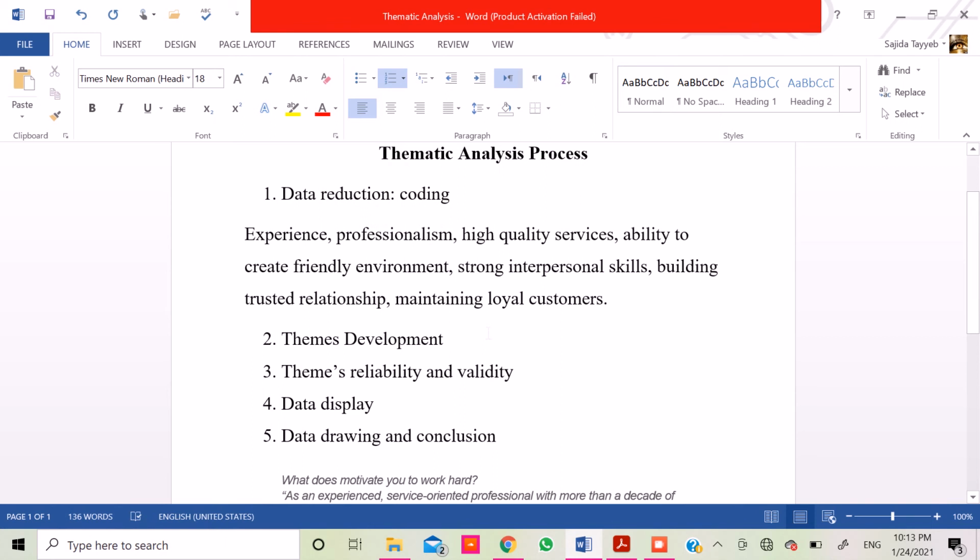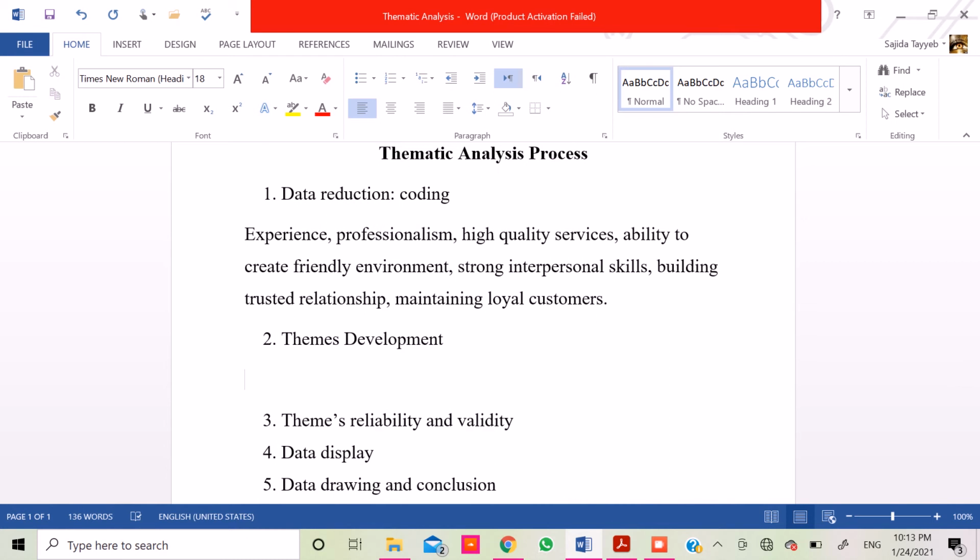Okay, now once you're done with the coding, then it's the time to develop themes. So here in the theme, let's talk about strong interpersonal skills. Can we categorize building trusted relationships and creating a friendly environment? Can we consider all of them interpersonal skills? I personally feel yes. Why? Because even communication is part of interpersonal skills. So either name one of your themes communication, or you can call it interpersonal skills. So this will be one of the themes that you have identified.